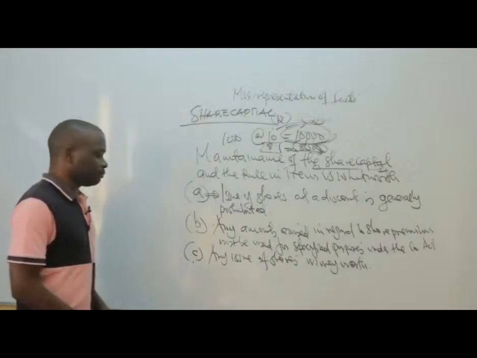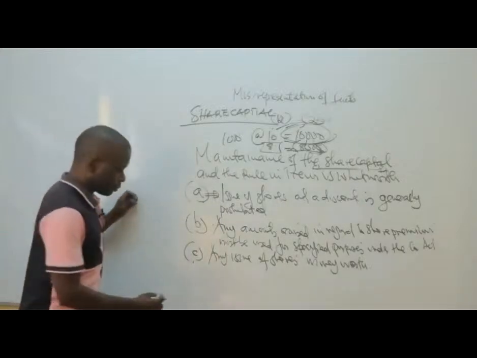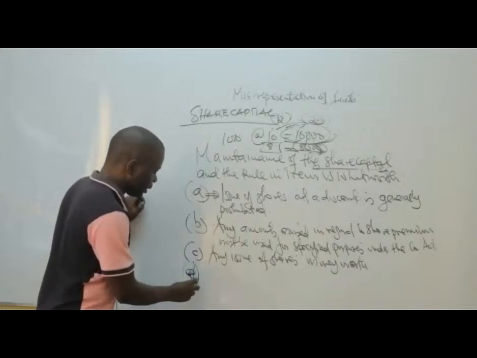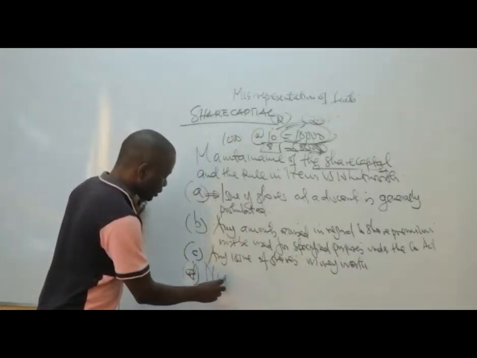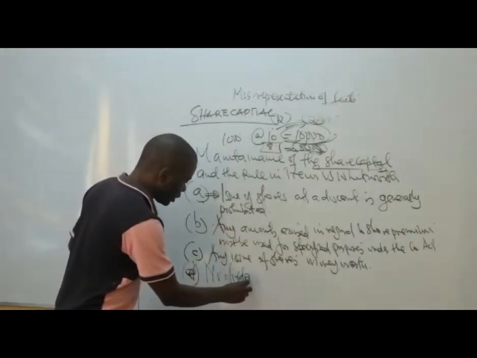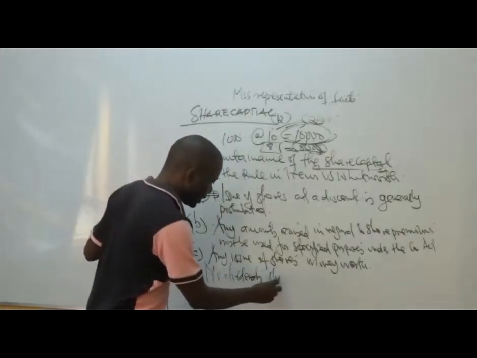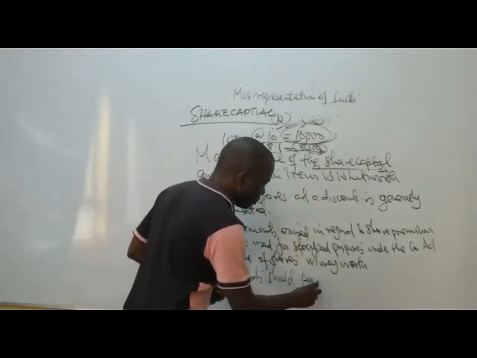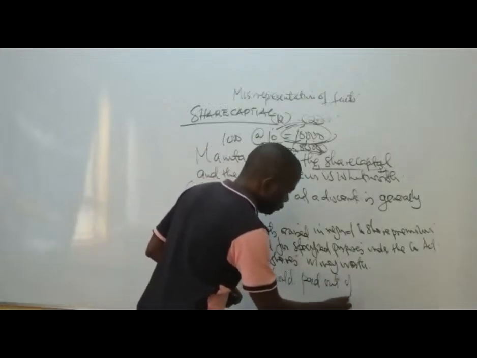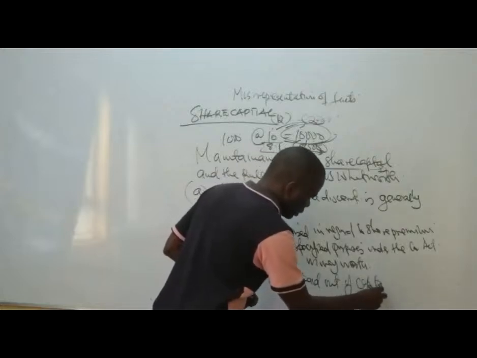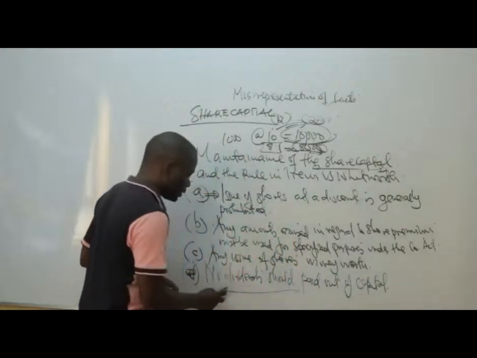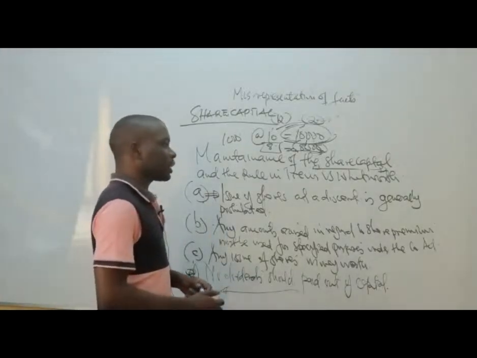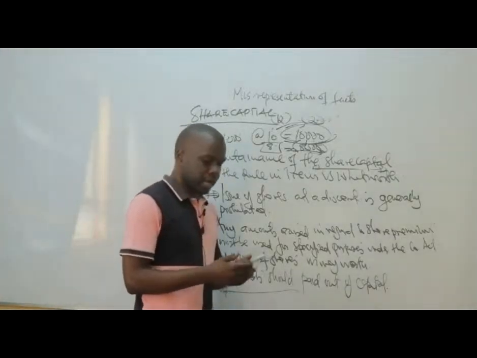Then another way is to ensure that no dividends, so that is number E: no dividends should be paid out of capital. So you know what dividends is. Basically dividends is normally paid out of the profits of the company. So there's no way the company will pay dividends out of the share capital.